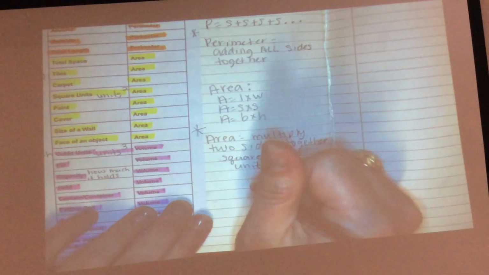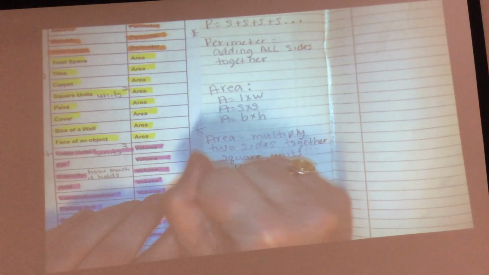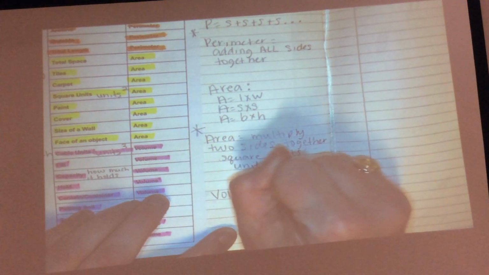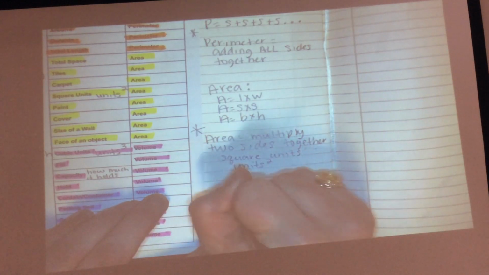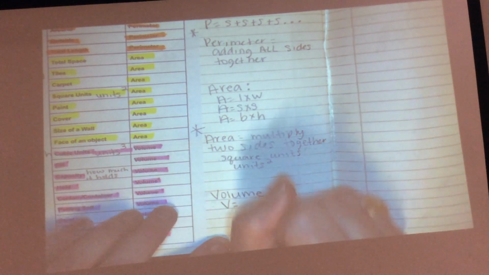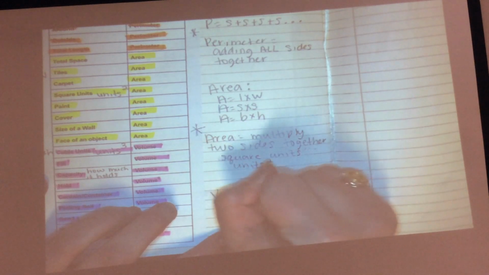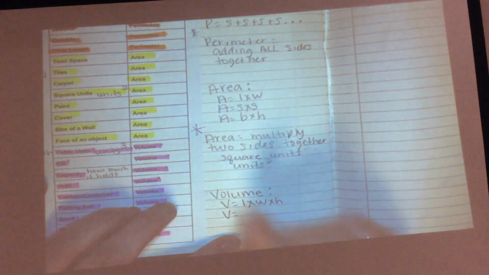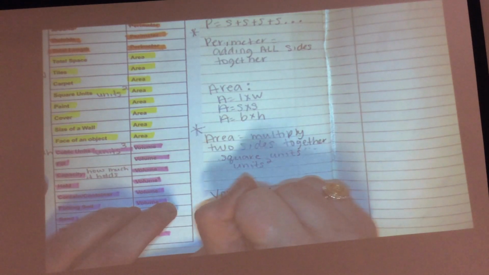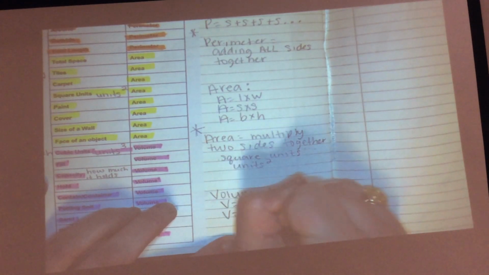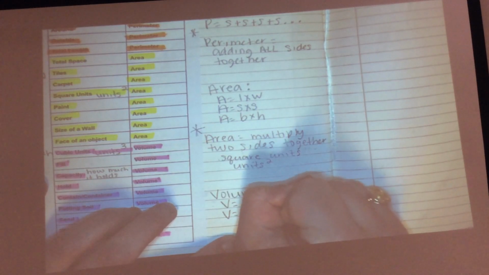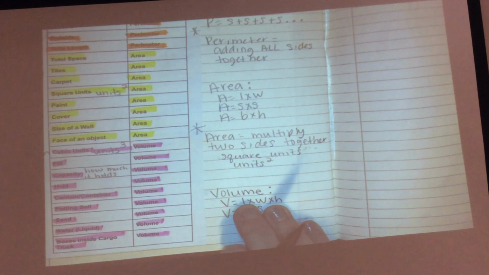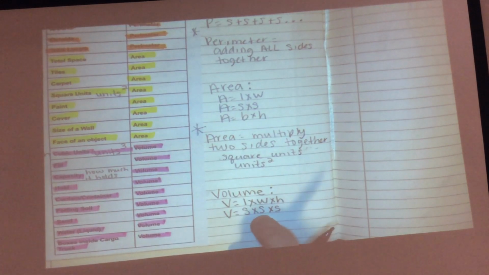Okay, and then we have volume. What is volume? Volume on your formula chart, V equals, you already know, length times width times height. You could also do what else? How many sides are you multiplying together? 3. So side times side times side.